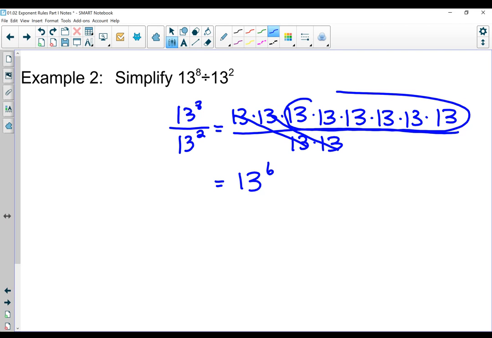So even when I'm using those properties, I'm really visualizing all those factors in my head and what's happening, that I'm crossing 2 of them out and how many am I left with. And when I use that kind of language, it's really easy for me to understand how I come up with 13 to the 6th power.